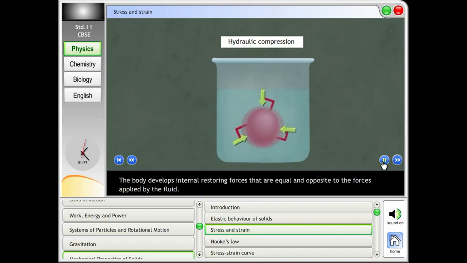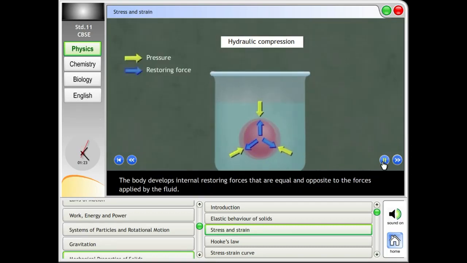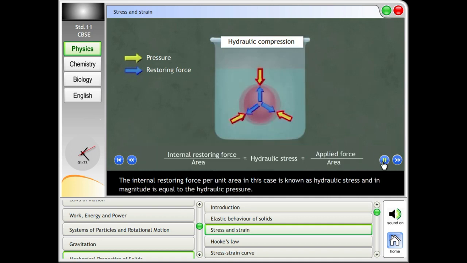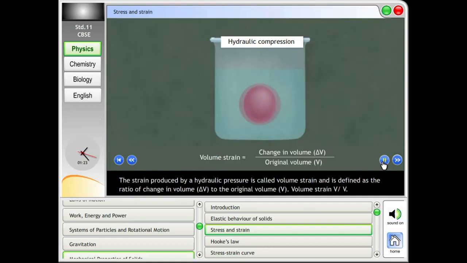The body develops internal restoring forces that are equal and opposite to the forces applied by the fluid. The internal restoring force per unit area in this case is known as hydraulic stress, and in magnitude is the hydraulic pressure. The strain produced by a hydraulic pressure is called volume strain and is defined as the ratio of change in volume, delta V, to the original volume, V. Volume strain is delta V by V.